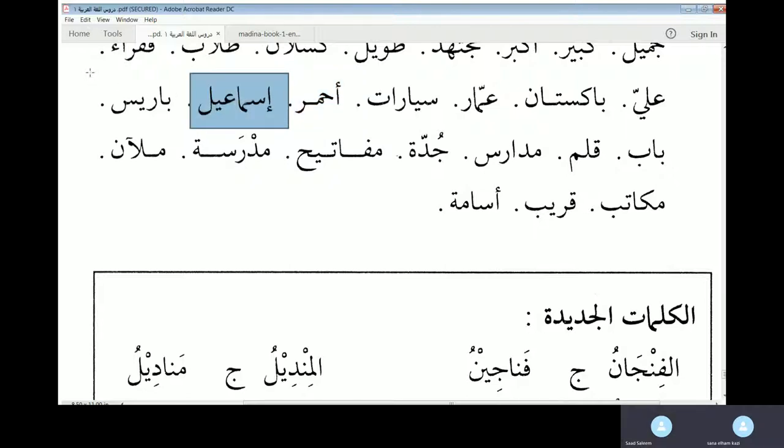Ismailu is a non-Arabic proper noun. Barisu is Paris, non-Arabic proper noun. Babun, no reason here. Kalamun, also no reason. Madarisu is like Mafailu.